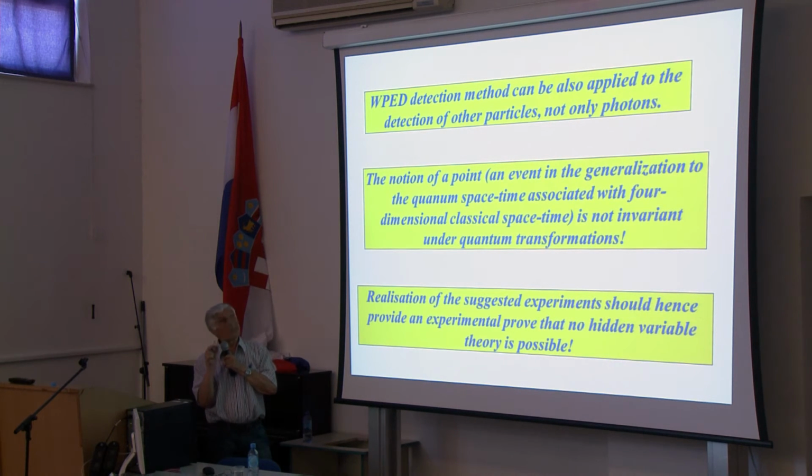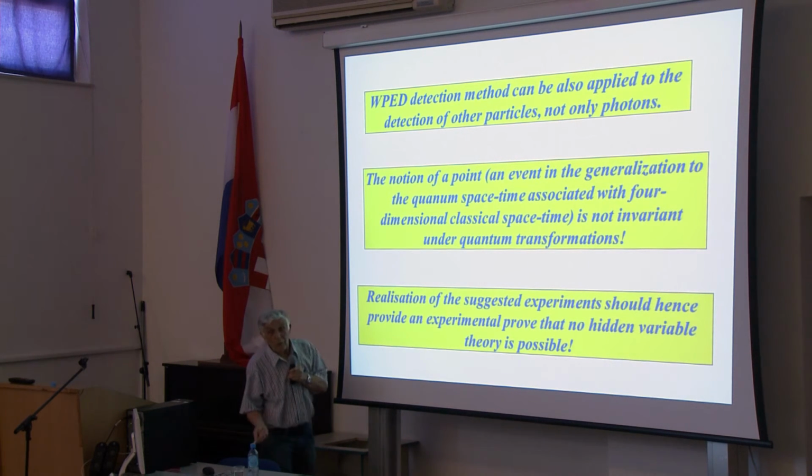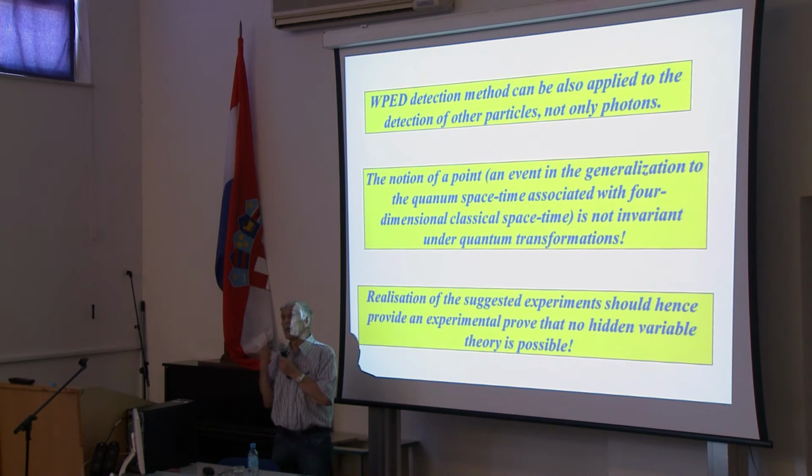And it is never just exactly a point. So the notion of a point is not invariant under quantum transformation. And the realization of the suggested experiments should hence provide an experimental proof that no hidden variable theory is possible, because all hidden variable theories are based on the idea of the point.